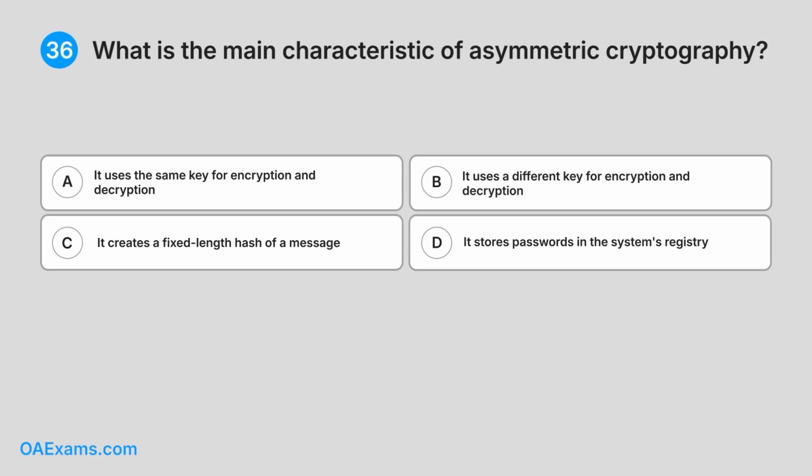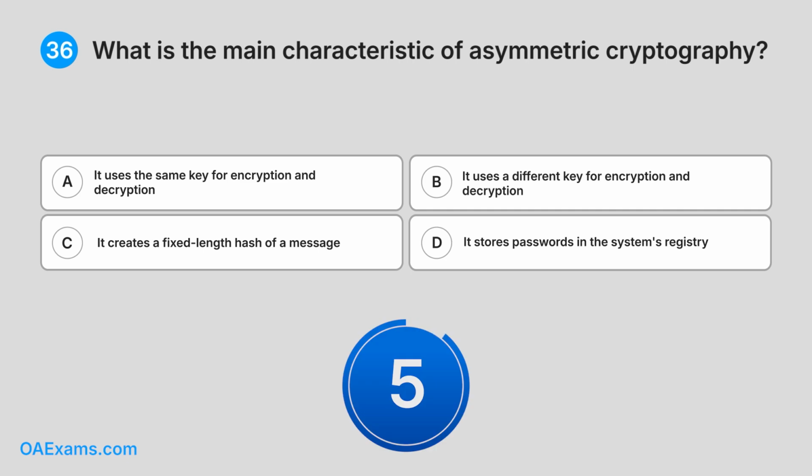A. It uses the same key for encryption and decryption. B. It uses a different key for encryption and decryption. C. It creates a fixed-length hash of a message. D. It stores passwords in the system's registry. Can you guess the answer?